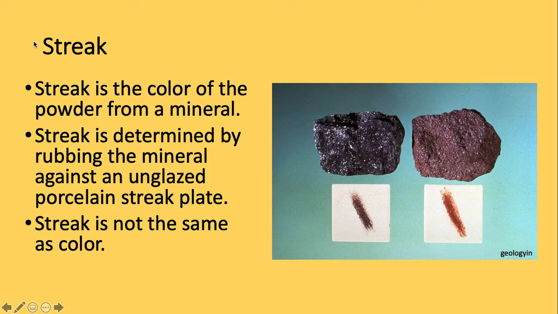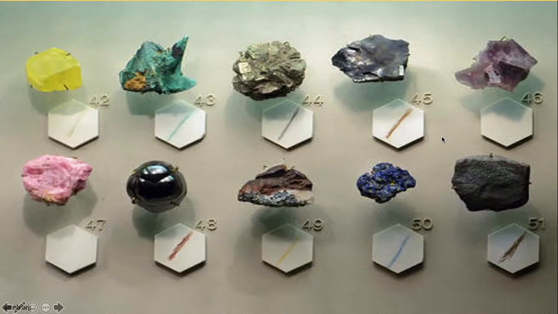Streak is the color of the powdered form of a mineral. Streak is determined by rubbing the mineral against an unglazed porcelain streak plate. Streak is not the same as color, but sometimes it's pretty much the same. Here's a bunch of different minerals and their streaks. You can see some of them have a matching color to the streak to what color the mineral is, and some of them do not.